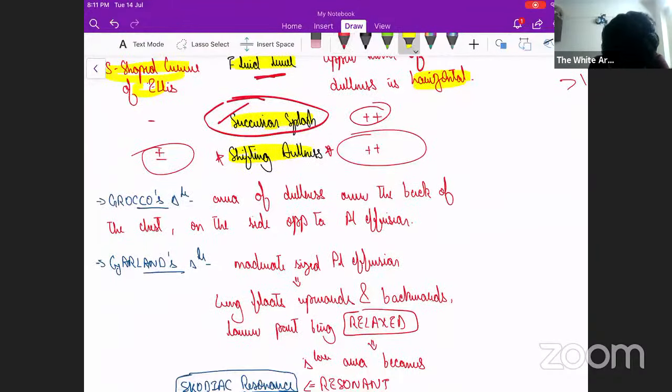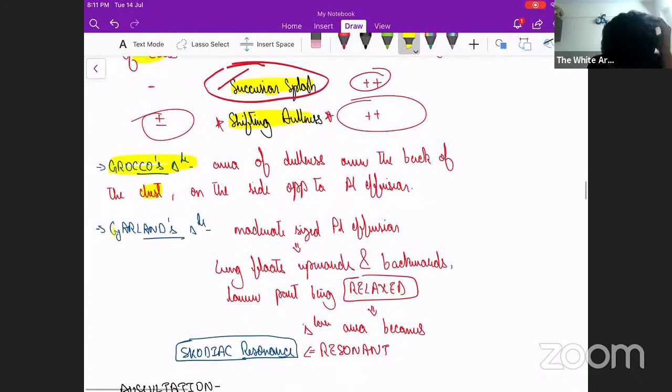Next is something called Grocco's triangle. Anyone aware of it? It is the area of dullness which is present over the back of the chest on the side opposite to pleural effusion. So what happens over here is, one side there will be pleural effusion. That pleural effusion pushes the mediastinum to the opposite side. So the posterior mediastinum will start sounding dull on percussion. Correct? That is what we call Grocco's triangle.